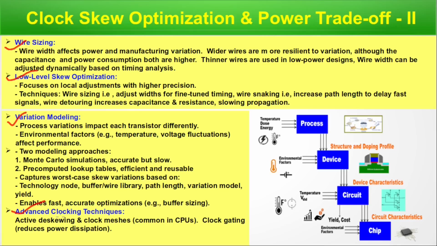And what are advanced clocking techniques? Active de-skewing and clock meshes, that is common in CPUs, and clock gating reduces power dissipation. These are advanced clocking techniques. We already have an episode on clock gating. Link is mentioned in the description. You can take reference if required. That is about specialized routing and clock tree routing.